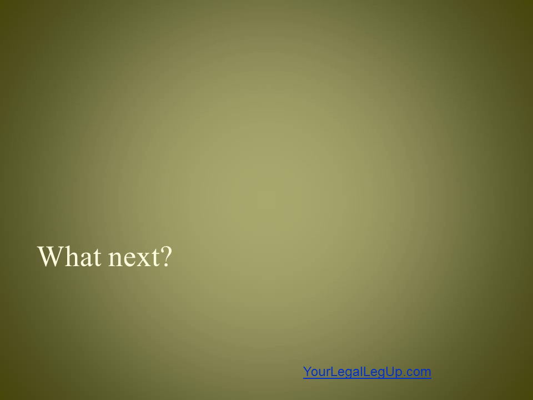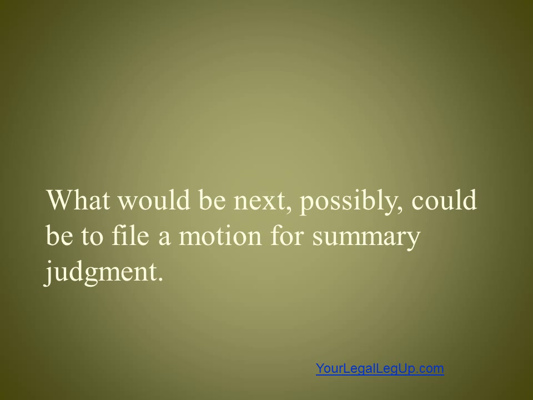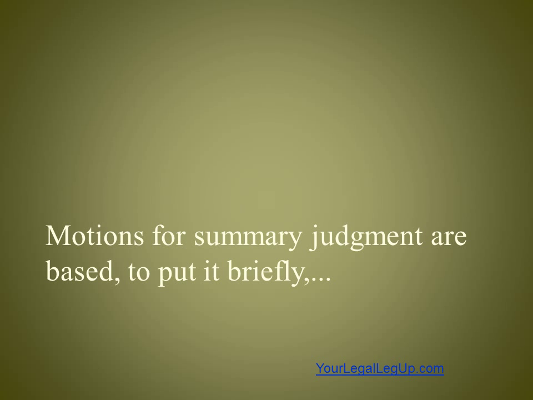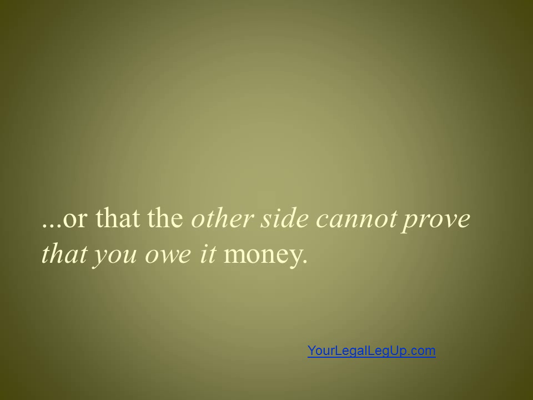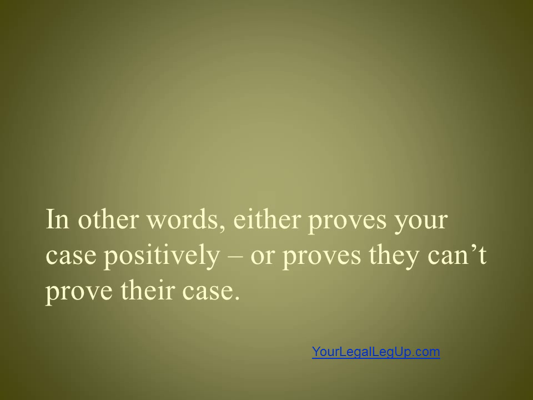What next? How do you show the court that the other side doesn't have any evidence to prove their case against you? What would be next, possibly, could be to file a motion for summary judgment. Motions for summary judgment are based, to put it briefly, on your argument that all the evidence taken together either proves that you do not owe the debt collector money, or that the other side cannot prove that you owe it money. In other words, either proves your case positively, or proves that they can't prove their case.